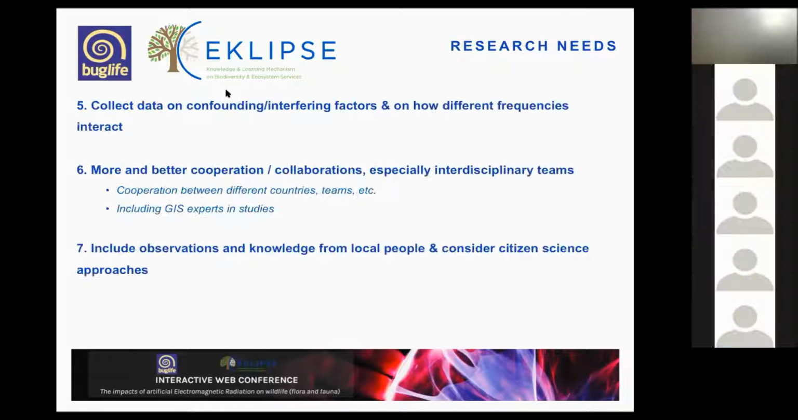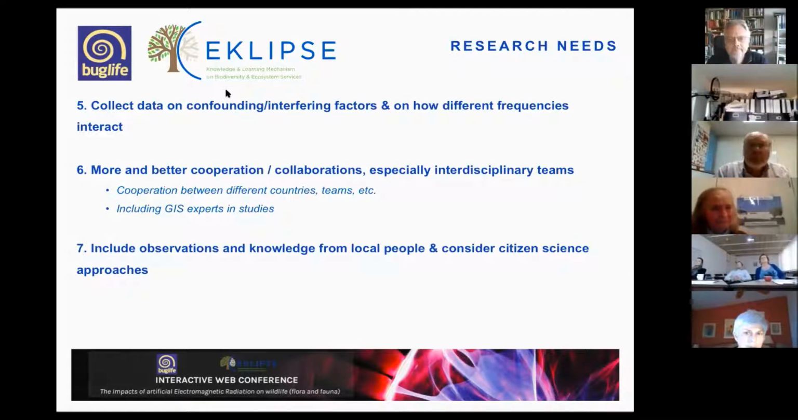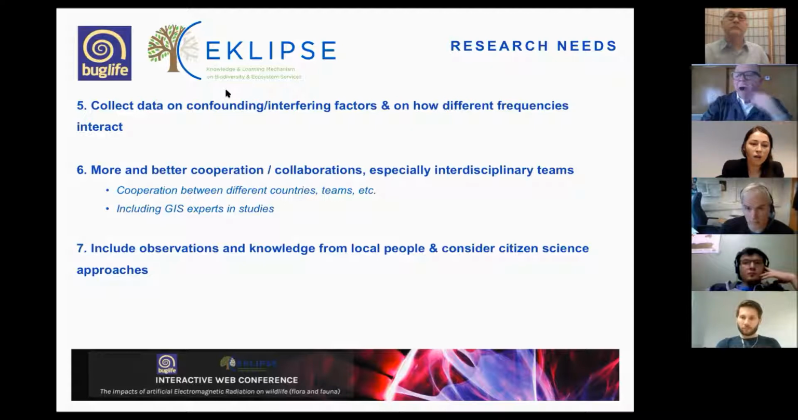Next slide. Number 5, it was also mentioned that there should be more data collected on the confounding and interfering factors. And another point, which is a bit different, but I put them together, on how the different frequencies interact and what are the impacts actually of different types of EMR on a single organism, for example. Because in the environment and in the real world, you might find different types of EMR in the same place or in the same region.